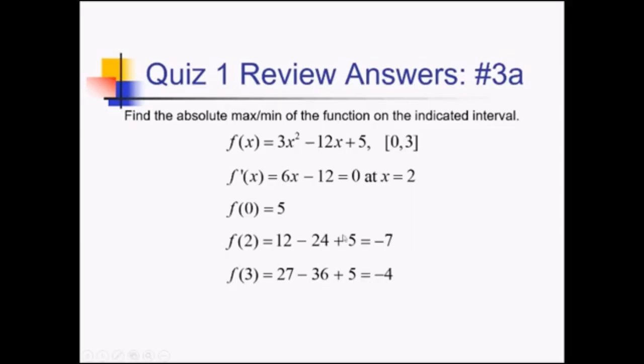Now we just have to compare these. We've got our candidates. The highest of these is the only positive number, the 5 here, so that's going to be our max, our absolute max. And then the lowest one is this negative 7, so that's our min.